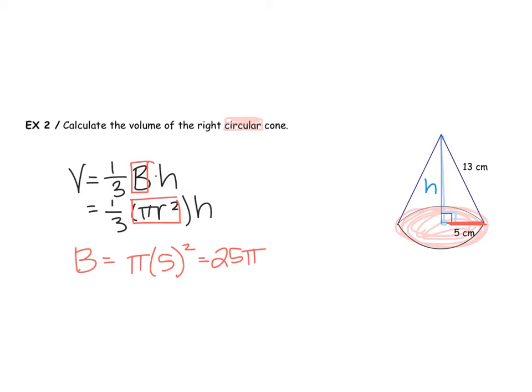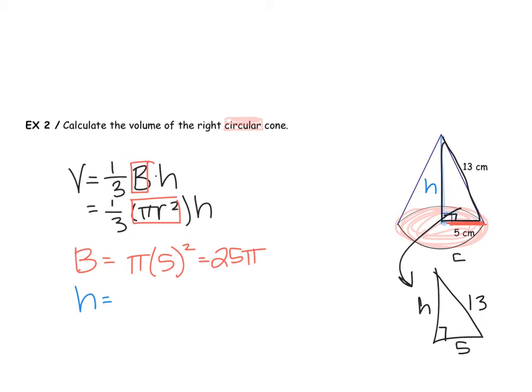And to find my height, I am going to have to pop another triangle out of this picture. So I have this right triangle here. If I pop that out down here, I have a leg of 5, a leg of the height, and a hypotenuse of 13. Remember from our triples, that's a 5, 12, 13. So my height must be 12. You can always do the Pythagorean theorem as well. 5 squared plus h squared equals 13 squared, and you will get that height of 12.